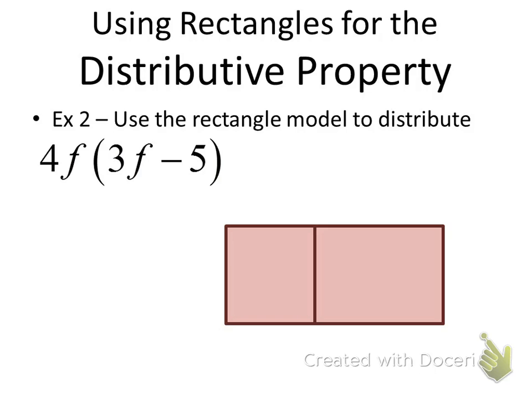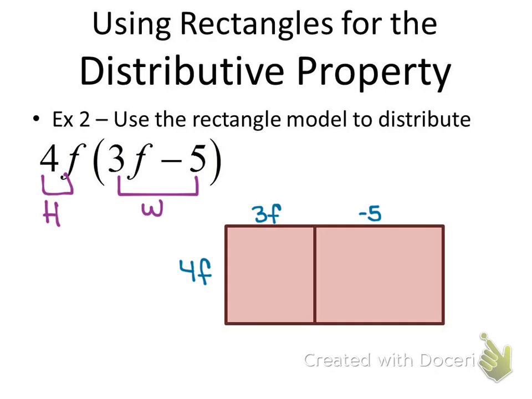So the first number or set of numbers represents my height. Then the second set of numbers represents my width. So the height of this rectangle is what, Nico? 4F. Okay. What's the width of my first section? 3F. And then the width of my second section? What kind of 5 is that? So you're going to bring that negative with it.